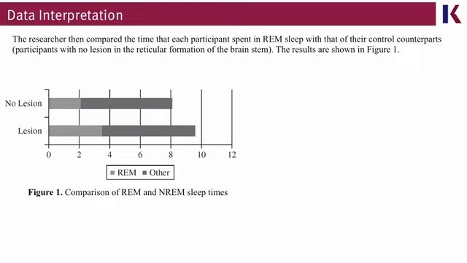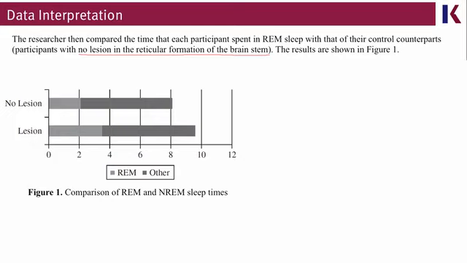After gathering some data on the 6 individuals with a lesion, the researcher then compared the time that each participant spent in REM with control counterparts, those being individuals who do not have that same lesion in the reticular formation of the brainstem. So the researcher moved from analyzing a particular group of 6 individuals to now comparing 2 groups and presents that information in Figure 1. Take a look at Figure 1.